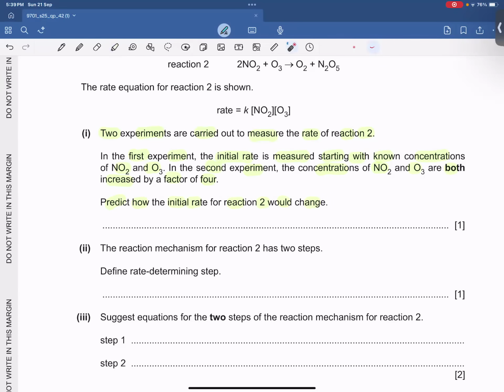Since it is basically second order with respect to the overall thing, the overall order is second. So if you increase by a factor of 4, it's going to be increased by a factor of 16, all right? Because whenever you increase the concentration, the rate of reaction becomes quadruple for second order. So this is a second order reaction, all right?